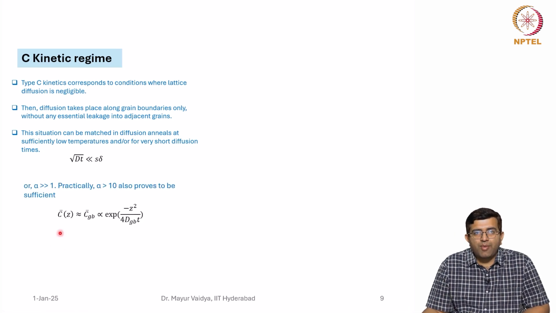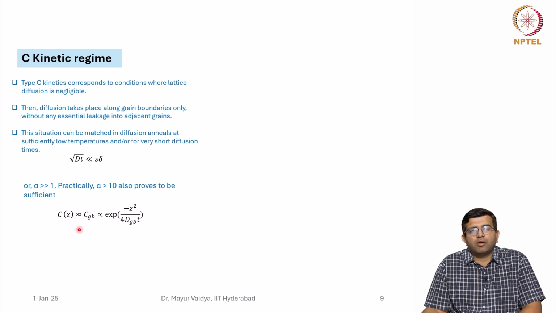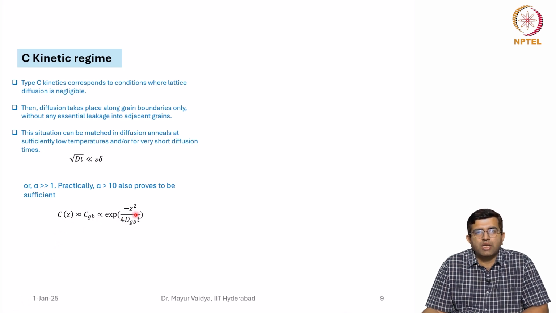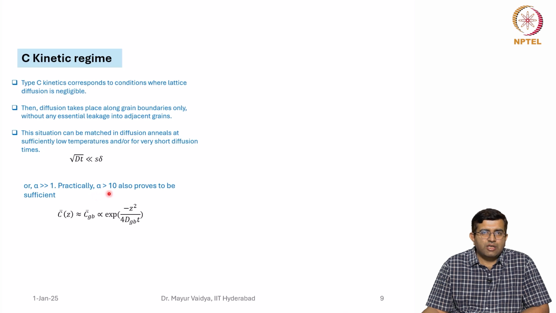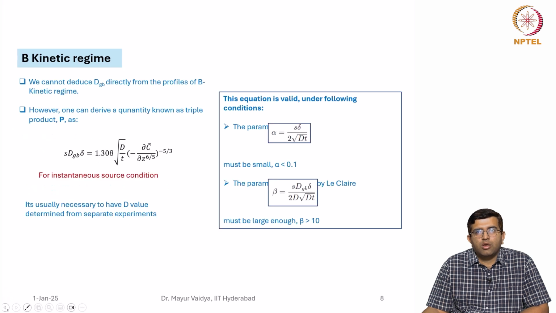The solution mathematically is given by exponential minus z square by 4 D_GB t, which is a Gaussian solution. This kind of root Dt less than delta is observed when alpha is much greater than 1. Alpha greater than 10 also proves to be sufficient sometimes. So, remember, alpha is s delta by 2 root Dt. So, alpha greater than 1 means that root Dt should be smaller than delta.